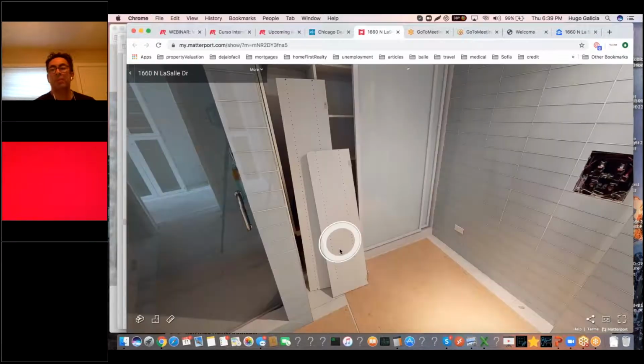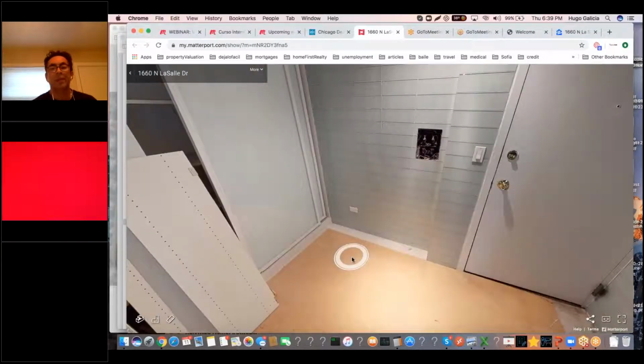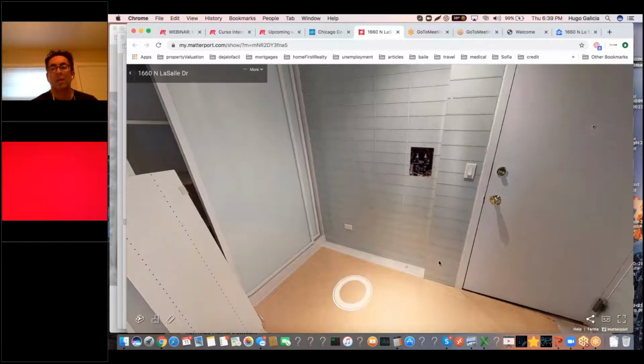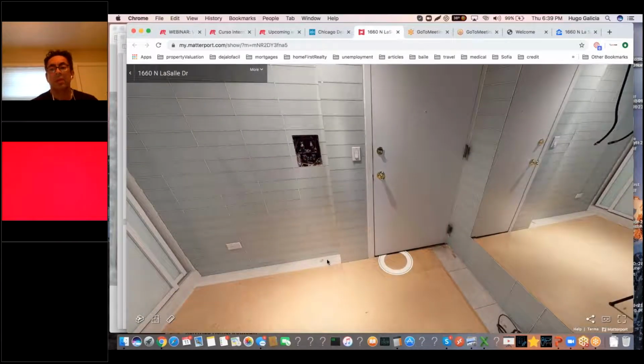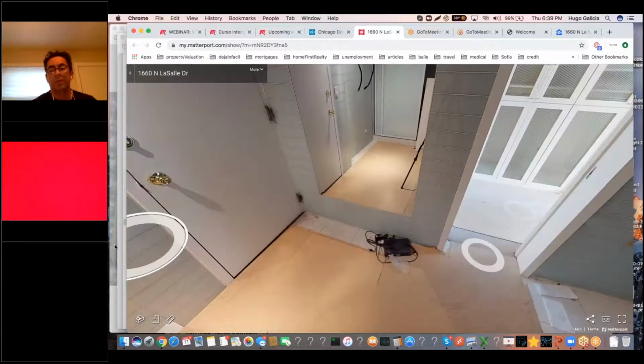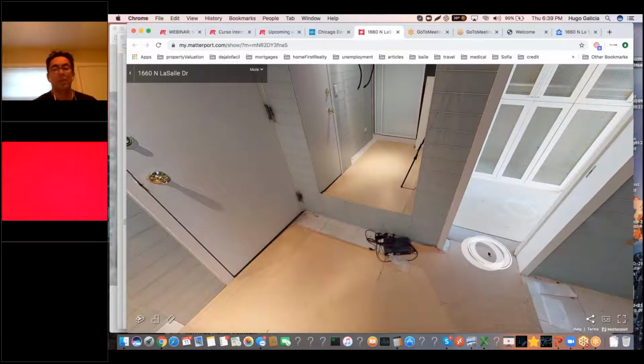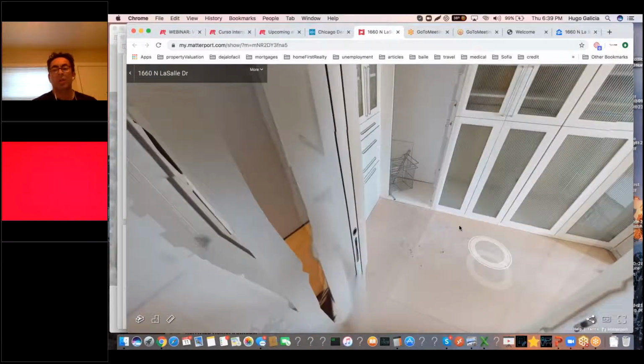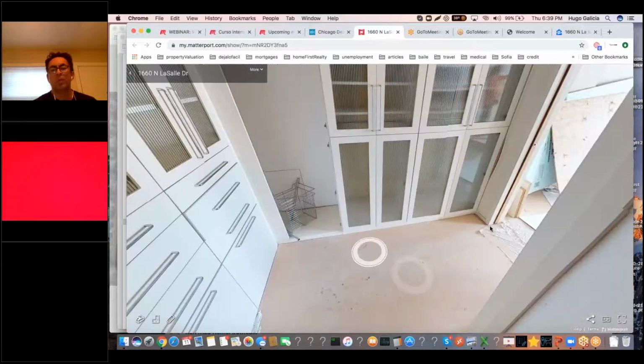So this is the bathroom. That's about it. So that's the door to the here. And then this is like a closet for storage. So it's super, super, super tiny.